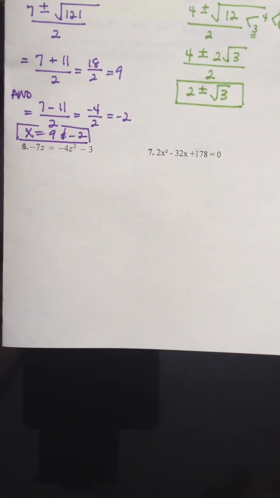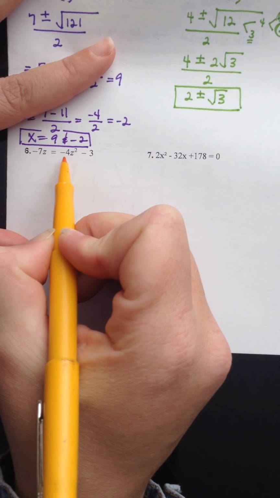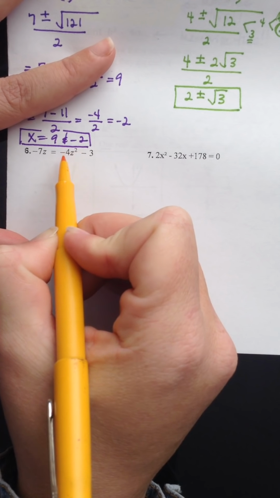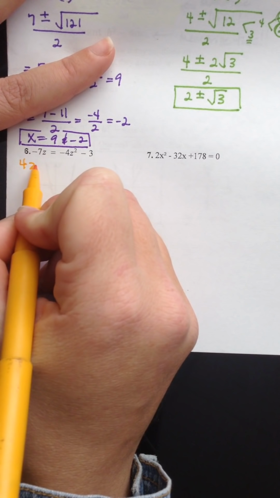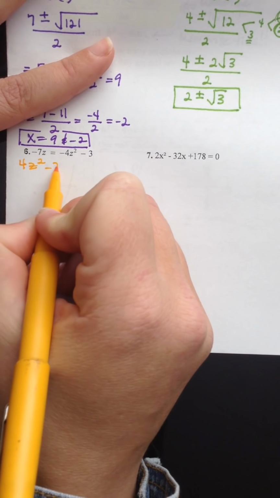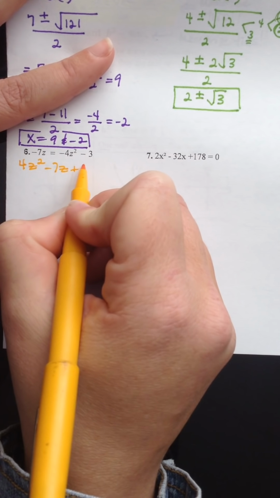Okay, again, we need these in standard form before we can proceed. We also want our a to be positive, so we're going to move this guy to the left. That'll make him 4z squared minus 7z. We'll move this 3 to the left. It'll make him positive.